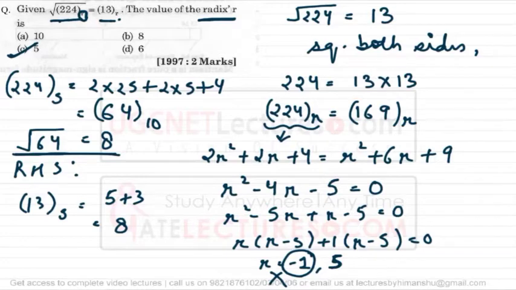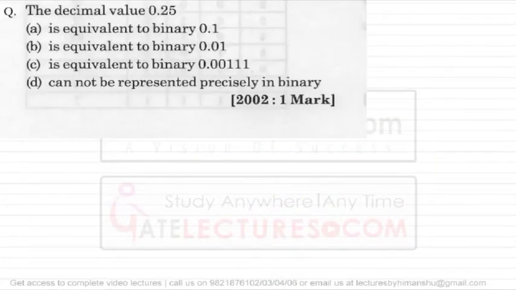Let us move to the next question now. They're asking for the binary equivalent of the decimal value 0.25. This was asked in GATE in 2002. So let us look at this question. Look at the integer part of the given value. The integer part is 0. So the binary representation for 0 is going to be 0. So the integral part of the binary representation is going to be 0.